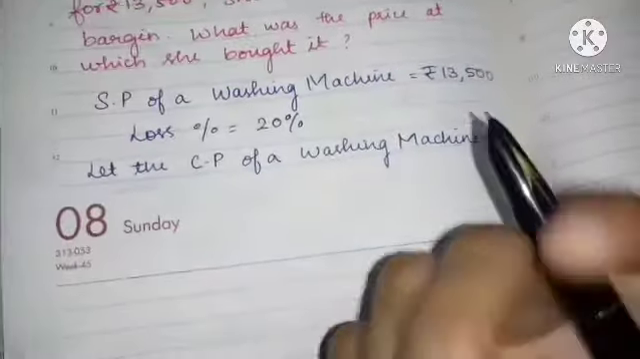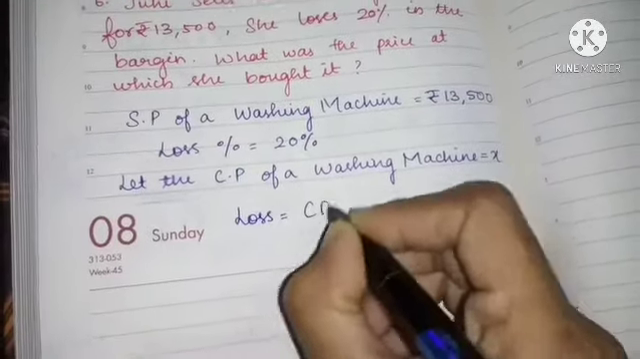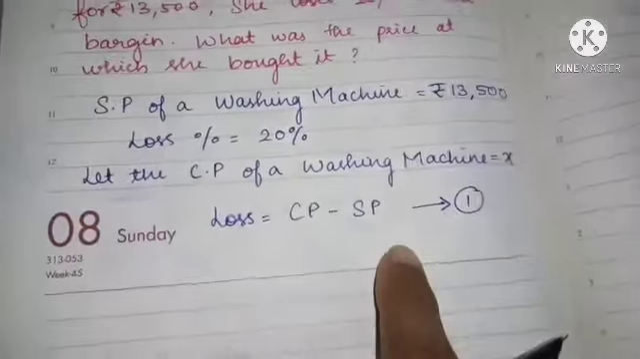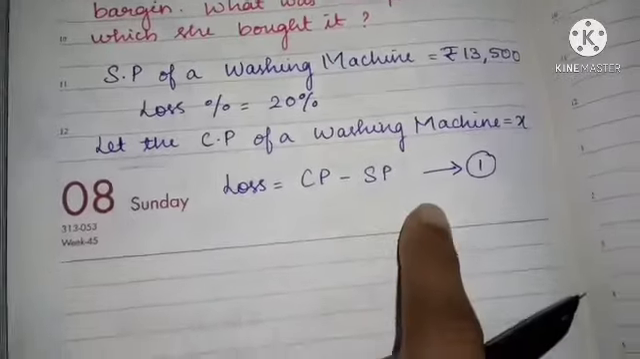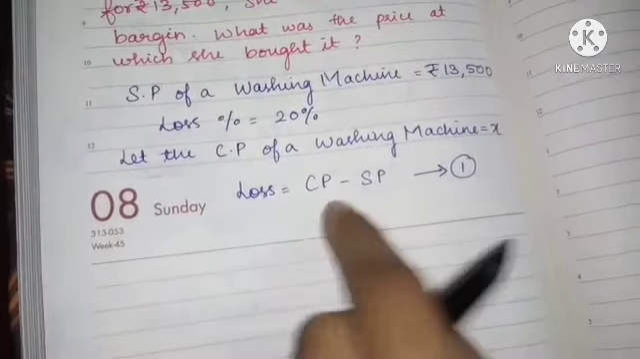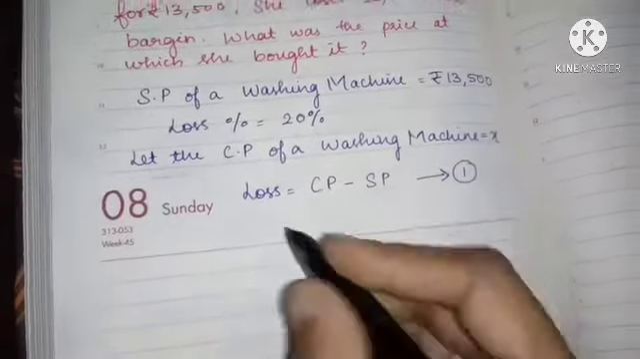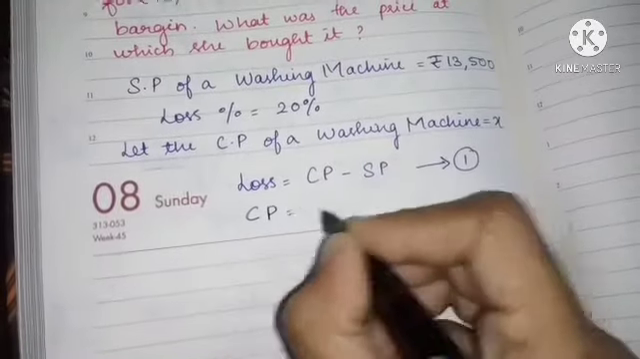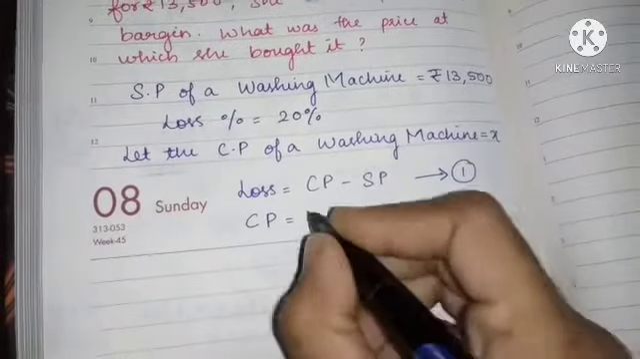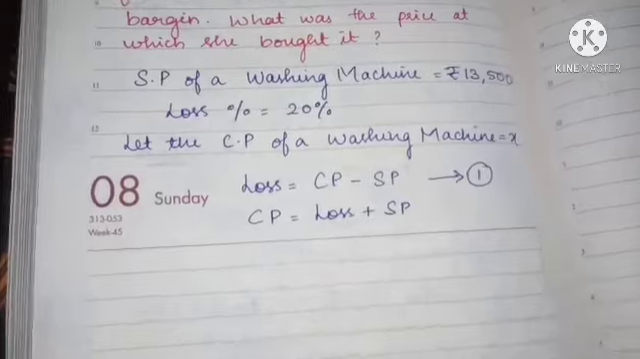What are the formulas you know? Loss is equal to cost price minus selling price. This is the formula you know. You know cost price is equal to X because I want to find the cost price. So from this can we alter the formula? Cost price is equal to loss plus selling price.